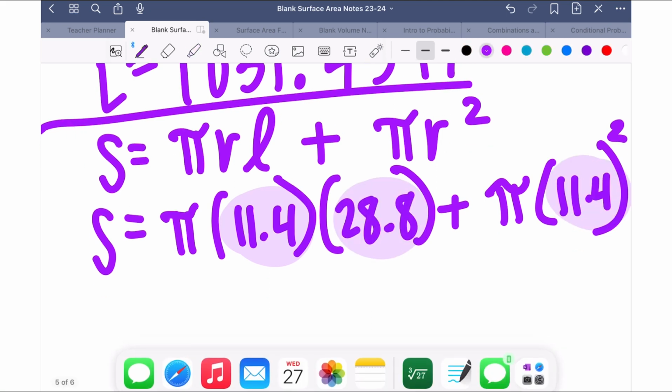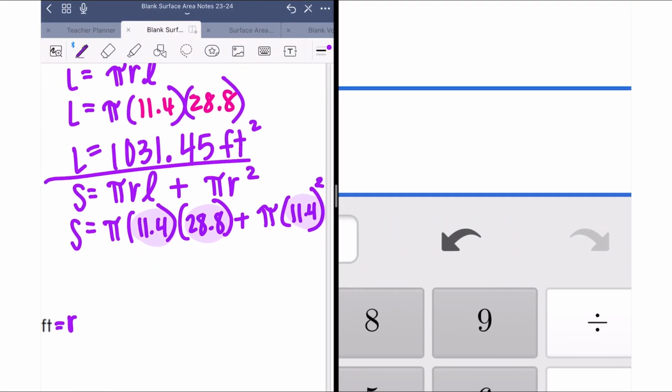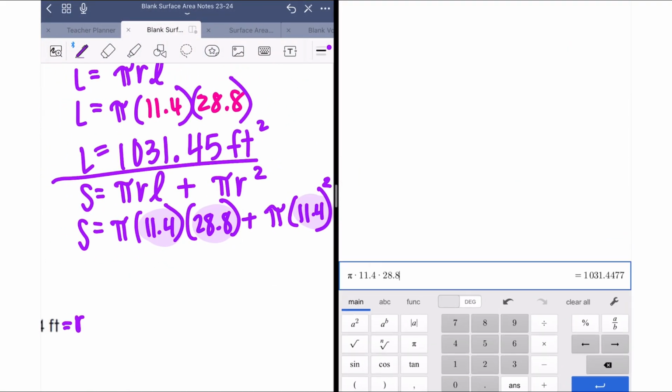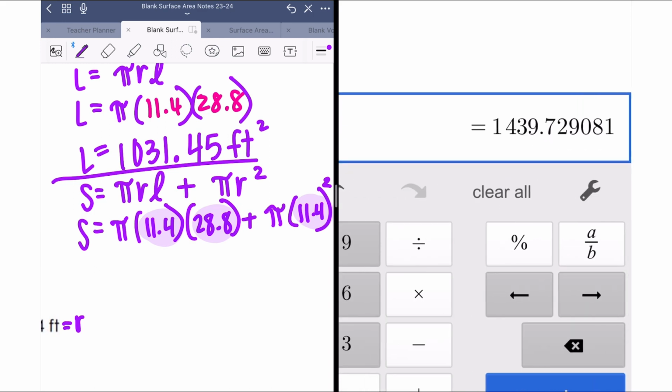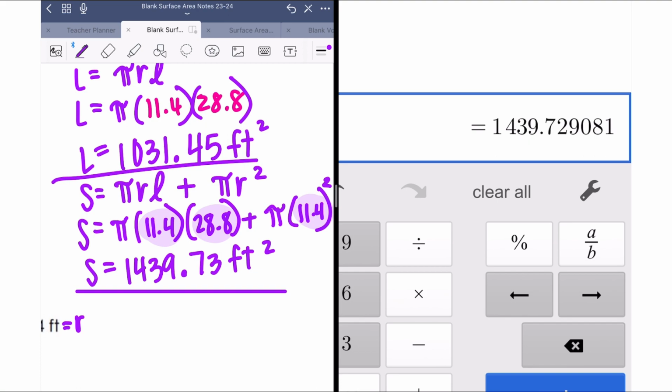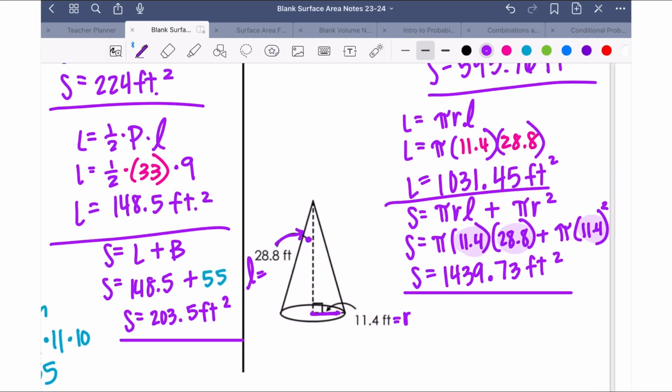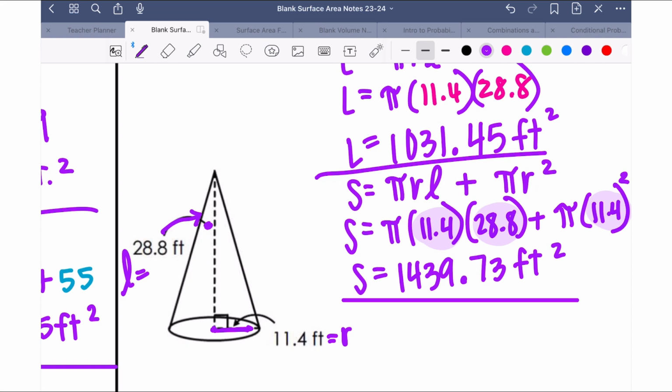Let's go to our calculator, see what we get. We already had the first part in there, so I'm not going to erase it. Now we're just going to add pi times 11.4 squared. Okay, here's the number. So my total surface area for this cone is 1,439.73. And we are done. We are done with surface area.